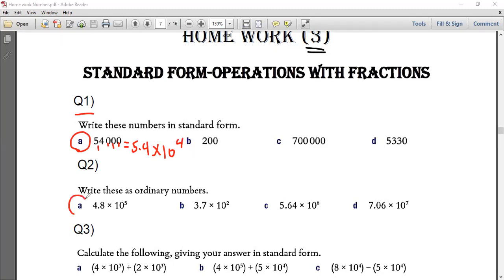Layla, question 2A. Should I convert them back? Yes, it will be what? Okay, it will be 48 and 4 zeros. And 4 zeros. Thank you. That's the homework you have to do today.